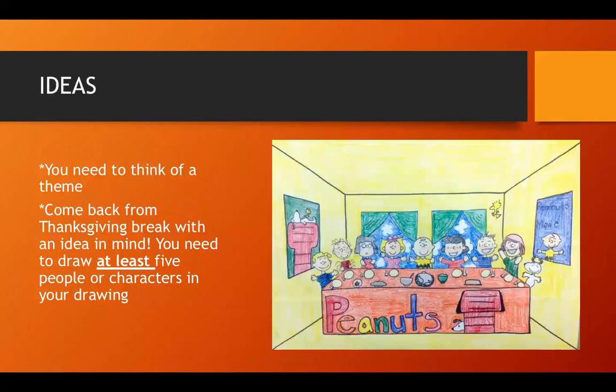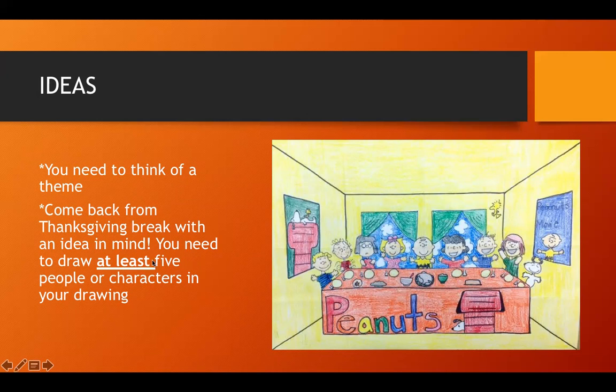Okay, so now that your room is done, you need to think of a theme for your Last Supper drawing. It needs to have one theme. So here's an example that a student did. She did the Last Supper for Peanuts, and Peanuts is Charlie Brown. So you are going to draw things in your windows, draw things in your photo frames, decorate your table, and have characters. You need to have food for your characters.